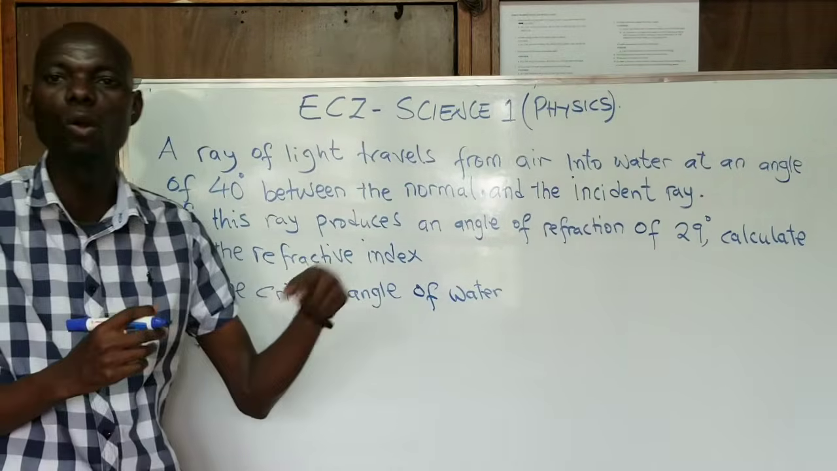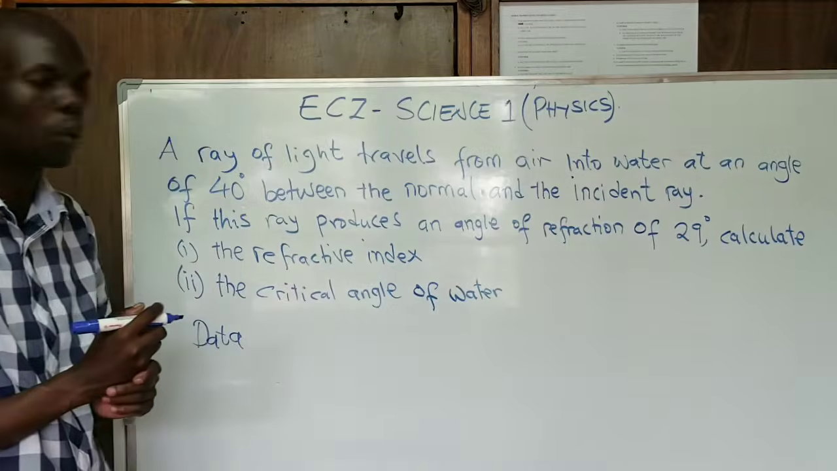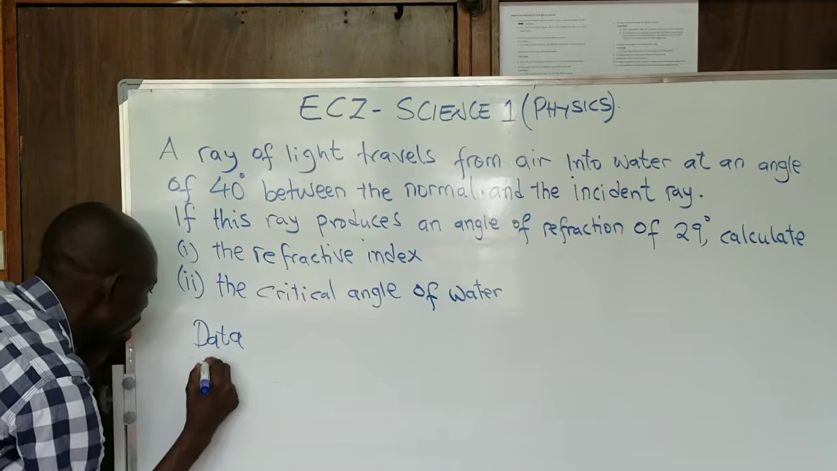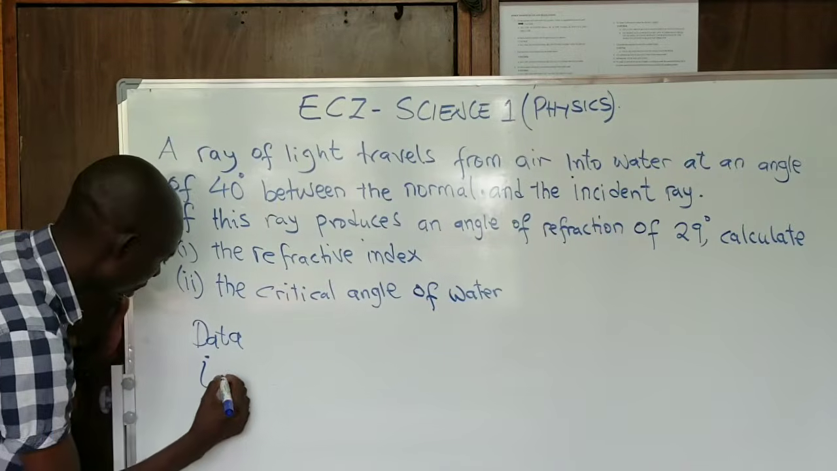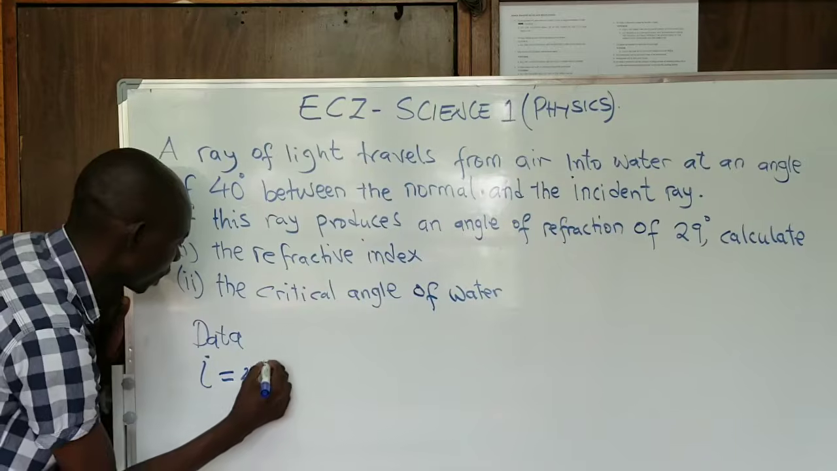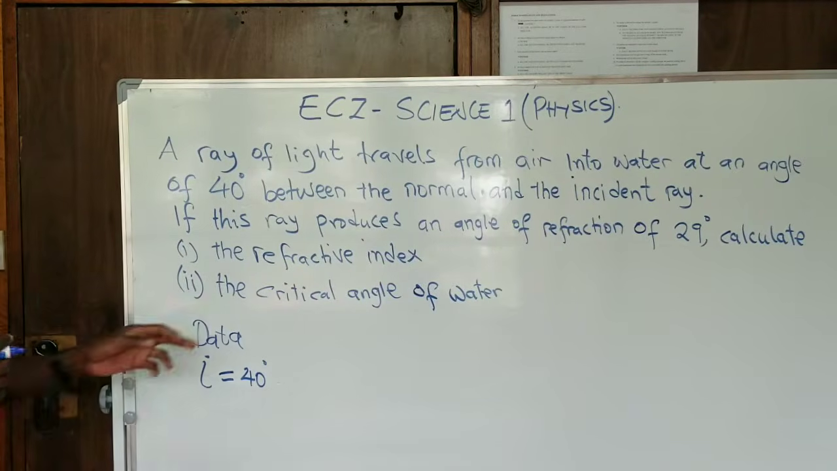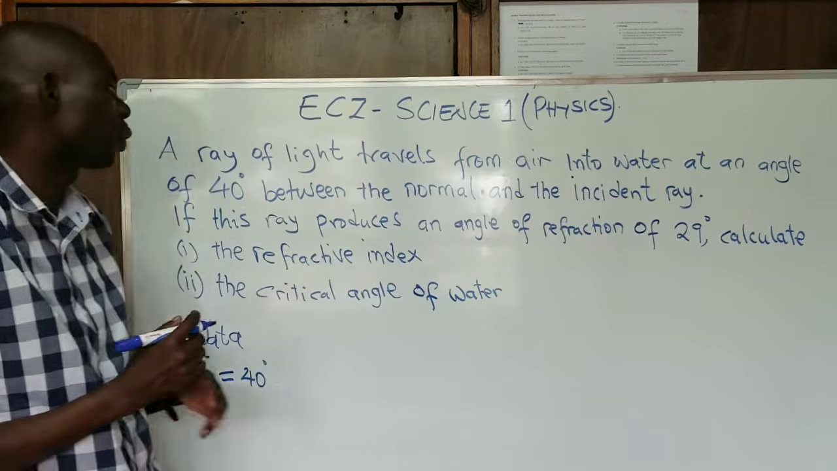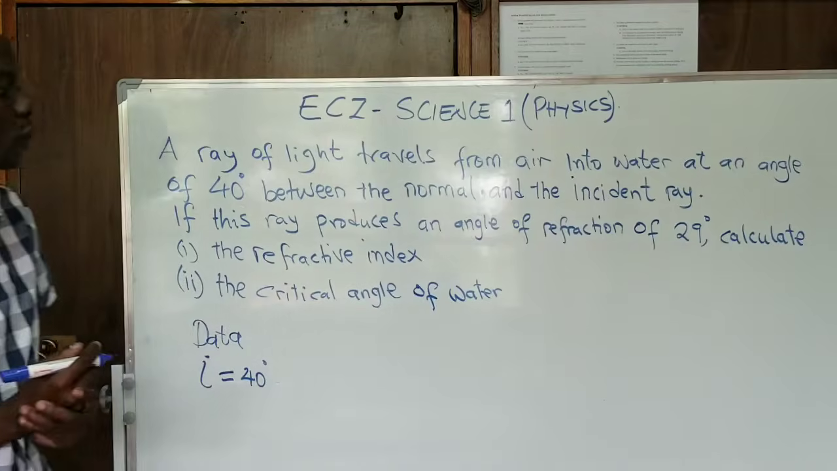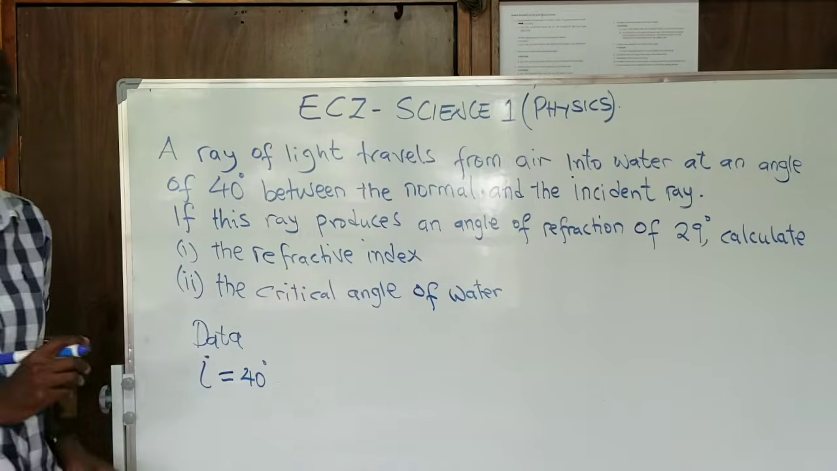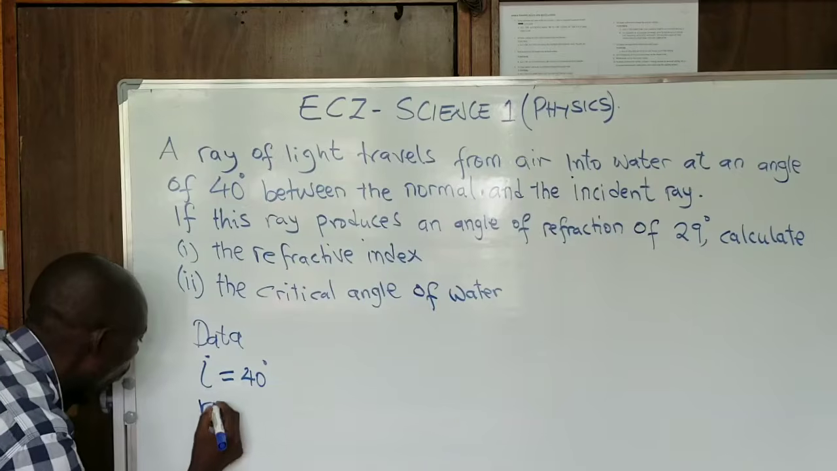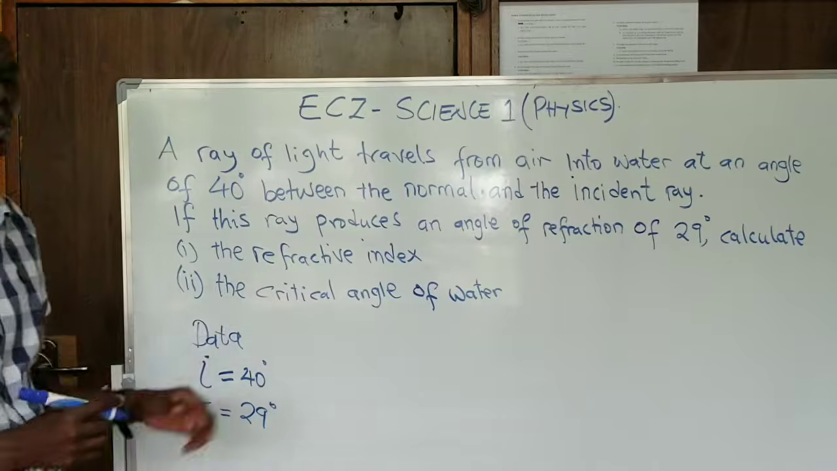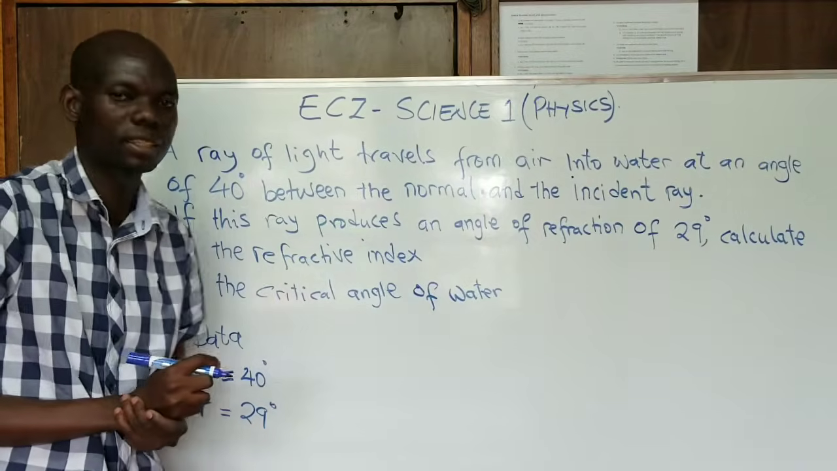The angle between the normal and the incident ray is called the angle of incidence. So in this question, we have been given the angle of incidence, which I will call I, and that is 40 degrees. We are also given an angle of refraction, which I will call R, that is 29 degrees. Now we are going to calculate the refractive index.